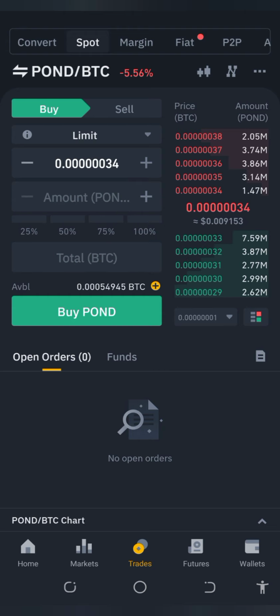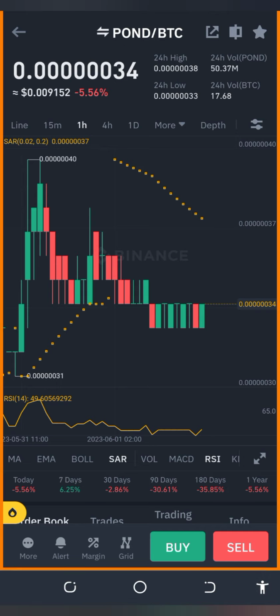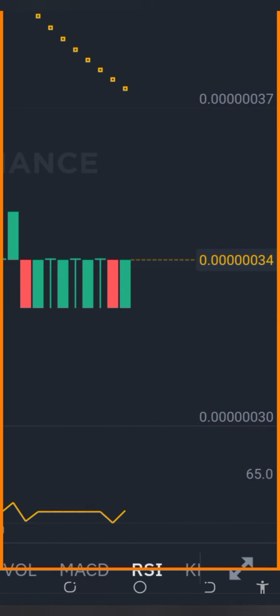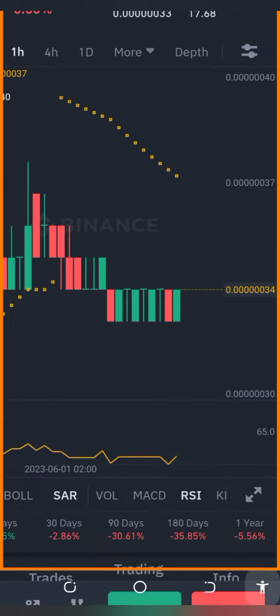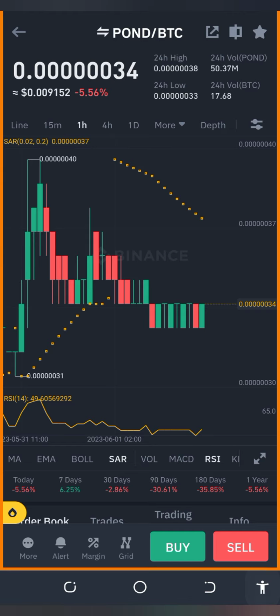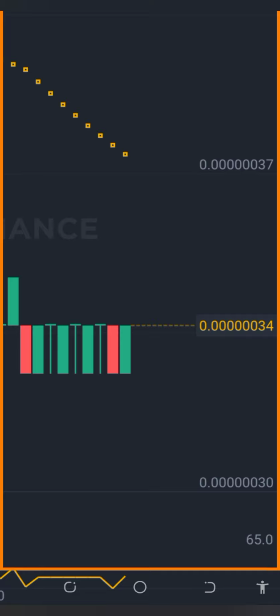Okay. So now we're on pond BTC. Let's check what we have here. Let's look at the charts and see. So this is the price. It's currently 0.000034. So here we are. So we have 34. Okay. And what we want to do is try to buy this at the current price, and then we will come back and then sell off at a higher price.